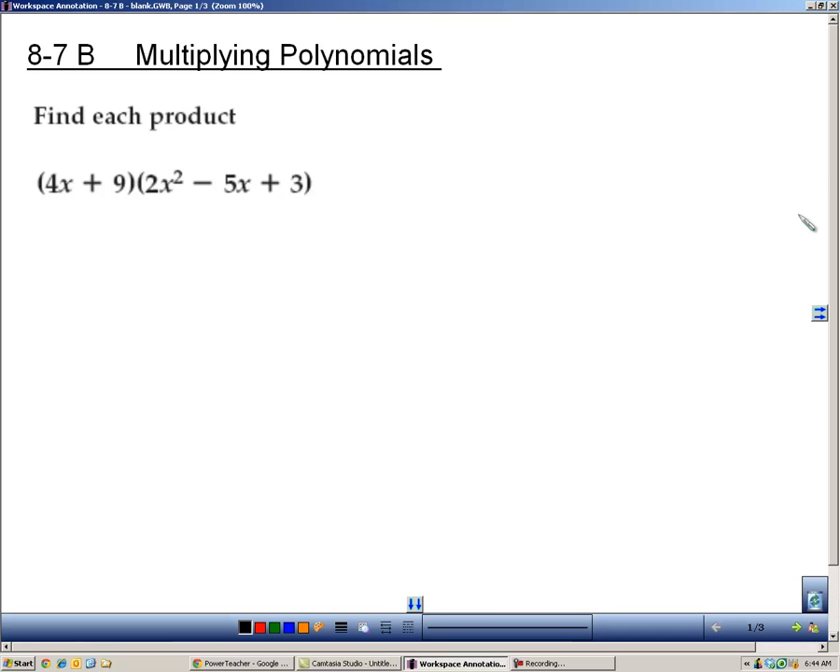Section 8.7b is about multiplying polynomials. This time we're going to multiply a binomial and a trinomial in this example. And here's where the FOIL method breaks down. If you remember from the last video, FOIL means first, outside, inside, last.